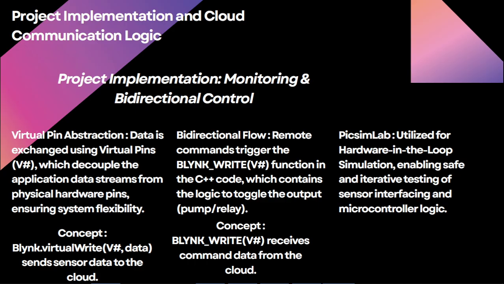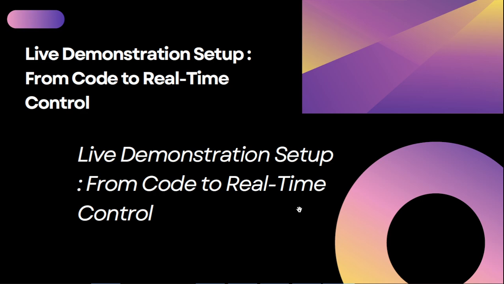Second is cloud to device control. Remote commands from the user trigger the specialized BLYNK_WRITE(V#) function in the C++ code. This function contains the logic to toggle outputs like the pump or relay. So next one is a live demonstration setup, from code to real-time control.